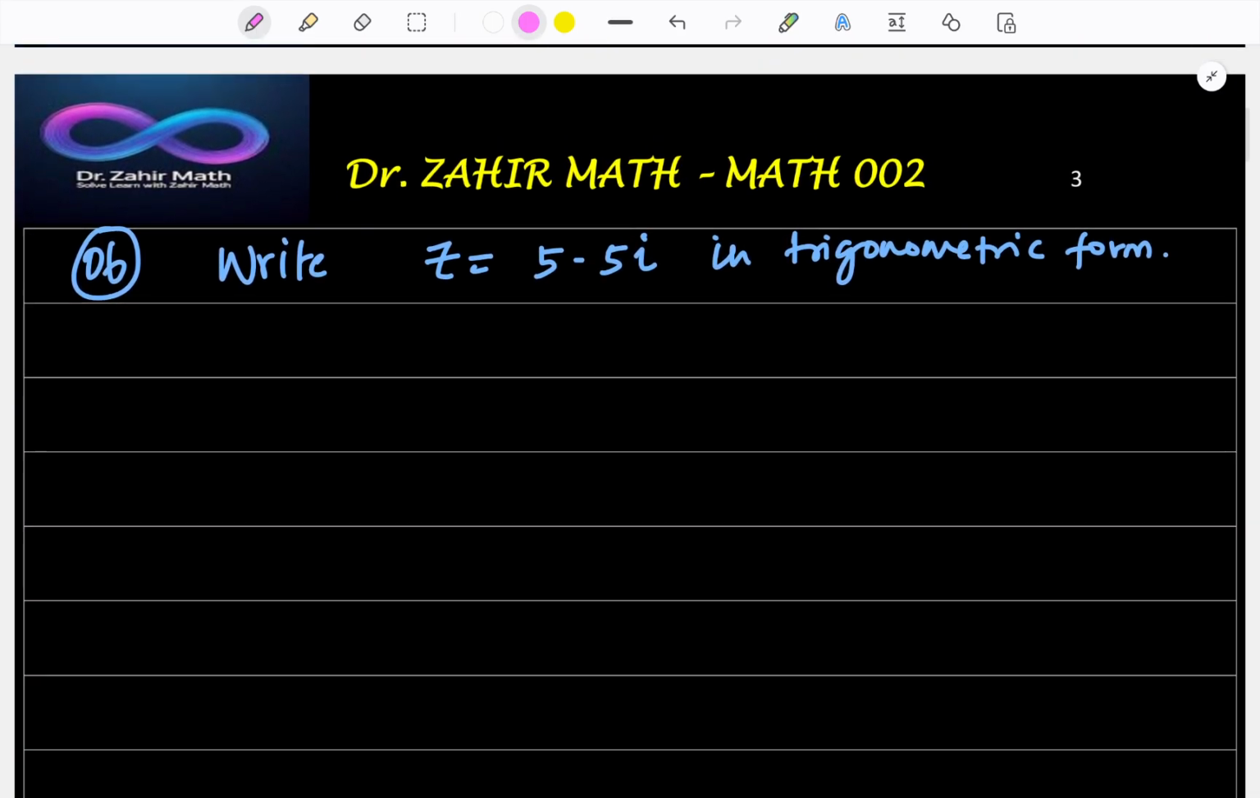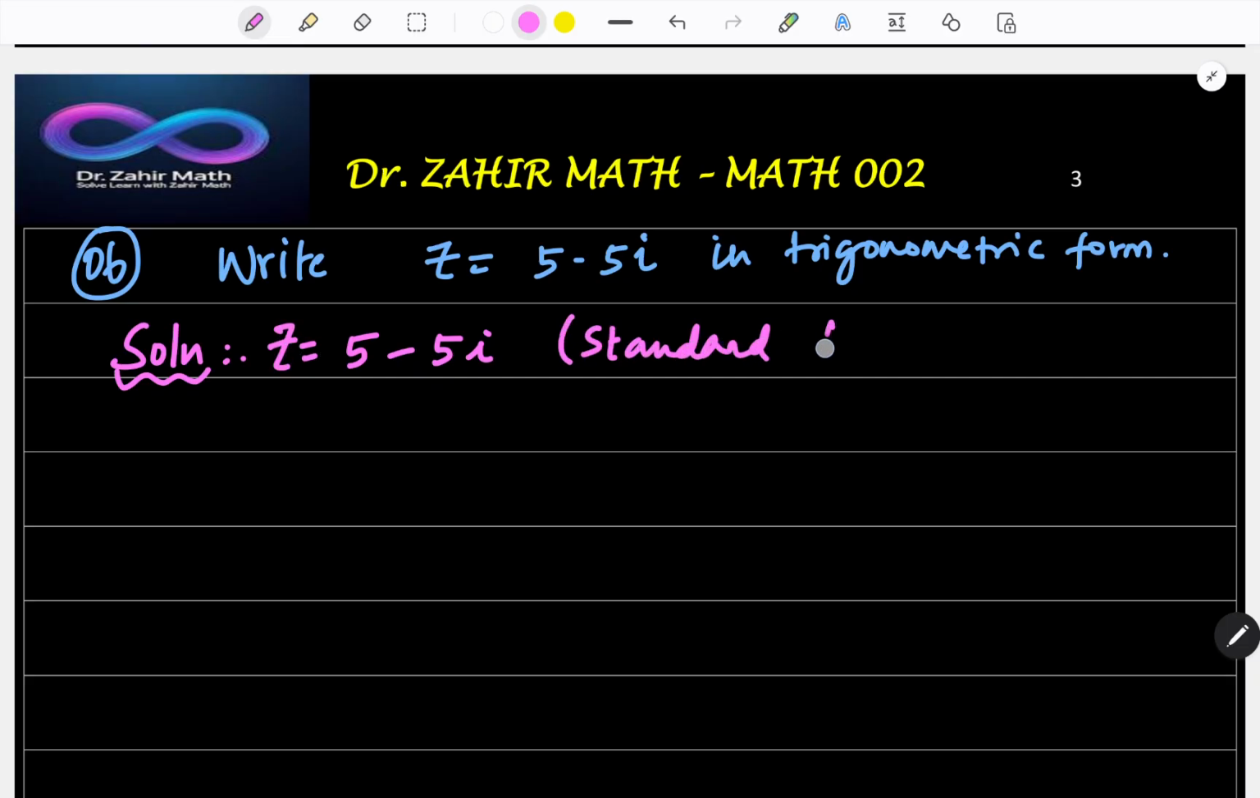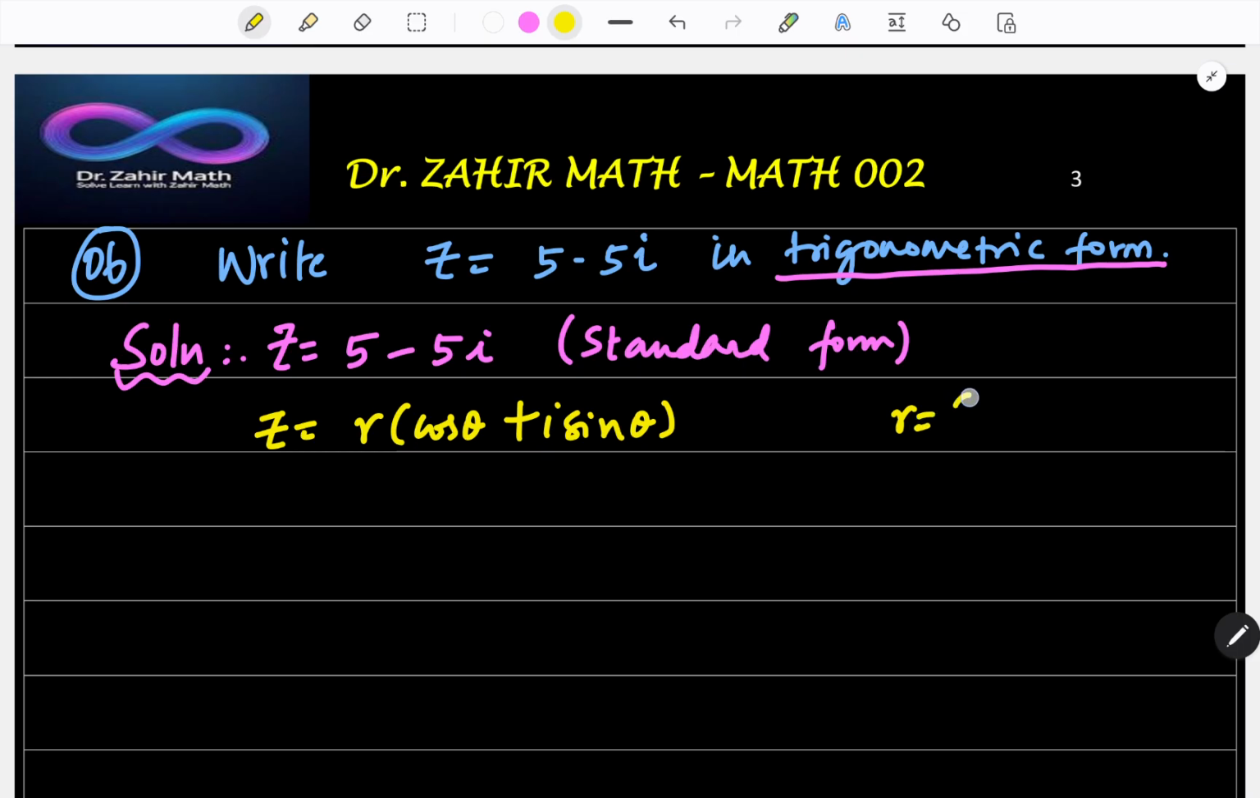Right. Now the next is: write 5 minus 5i in trigonometric form. So z is equal to 5 minus 5i. This is called standard form. Now we are going to convert into trigonometric form. So z is equal to r bracket cosine theta plus I sin theta. So we need to find r and we need to find theta.